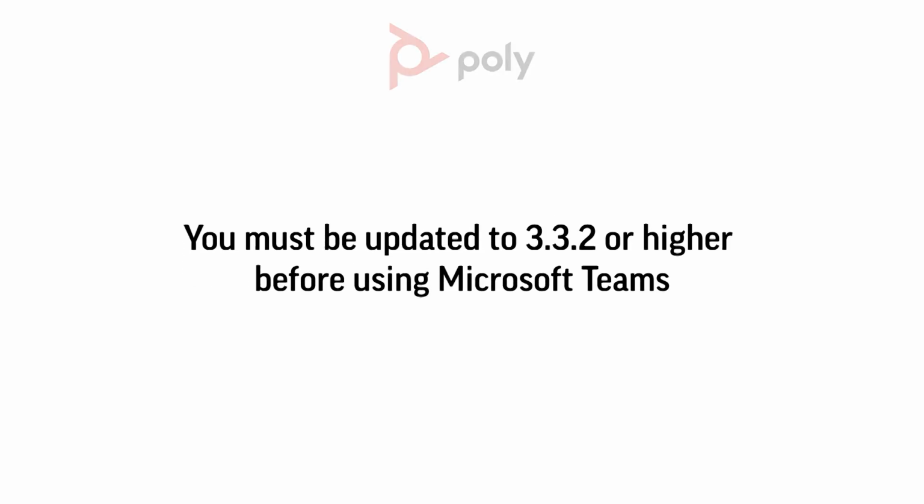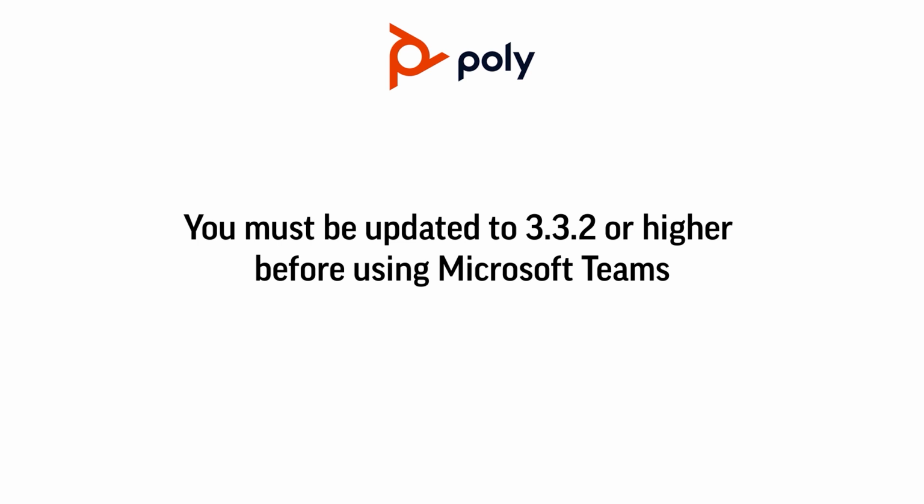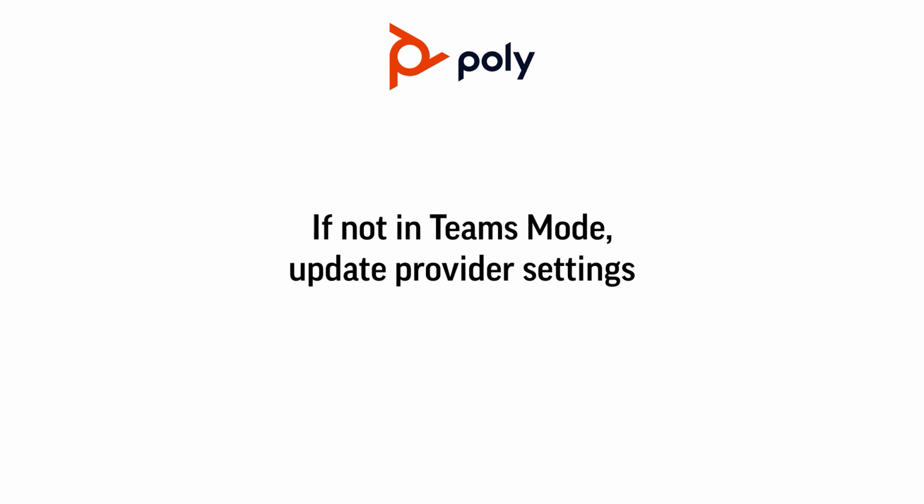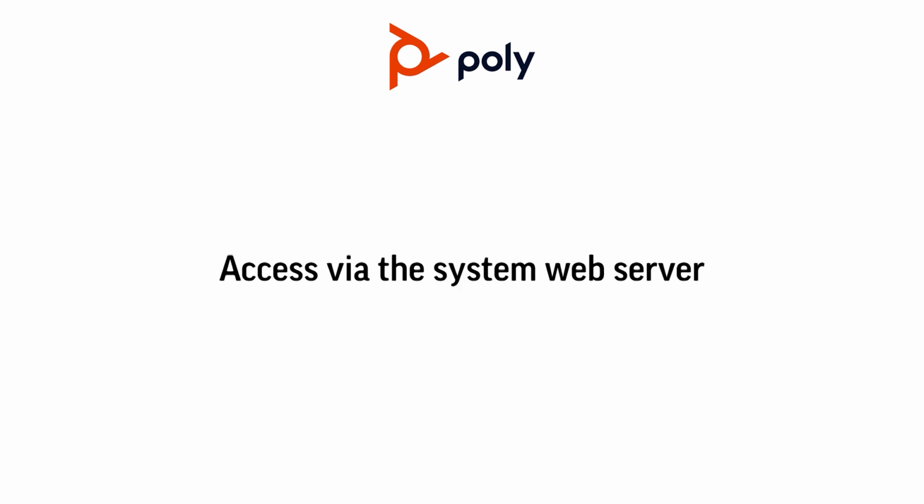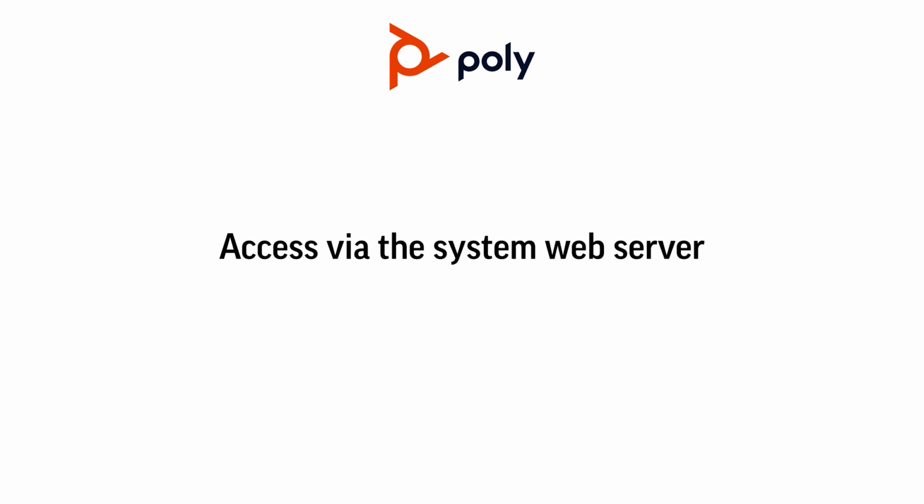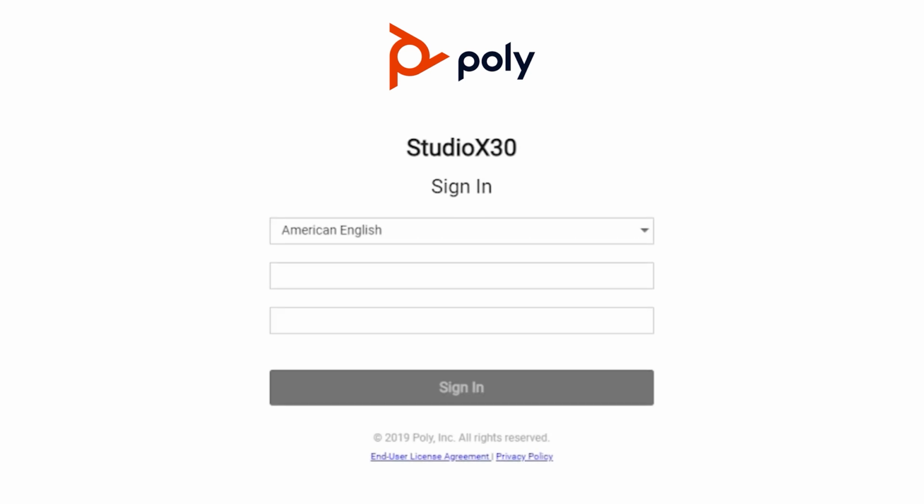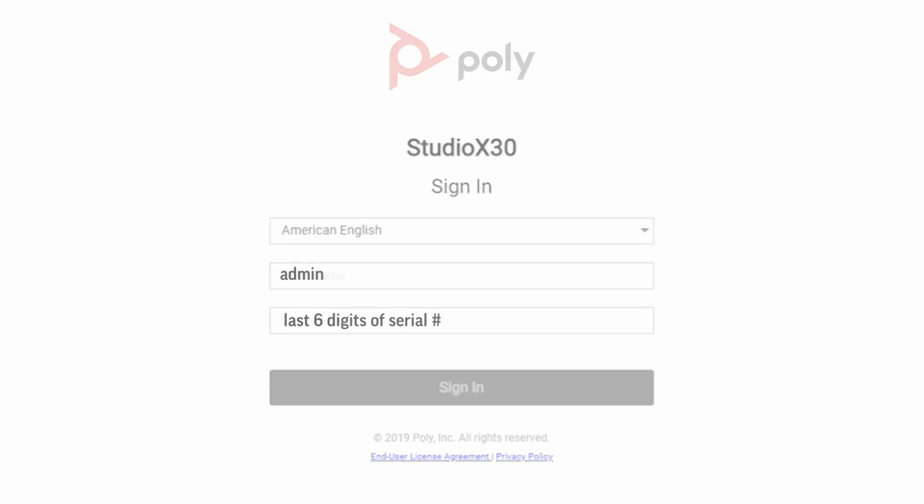If the firmware version is lower than 3.3.2, then you'll need to update the system first. If the system is not in Teams mode, you'll need to change the provider settings. You can do so through accessing each system's web server. Here, we'll show you web browser access to make changes. Open a web browser and type in the system's IP address, and sign in using the username and default password, which is admin, and the last 6 digits of the Studio X30's serial number.